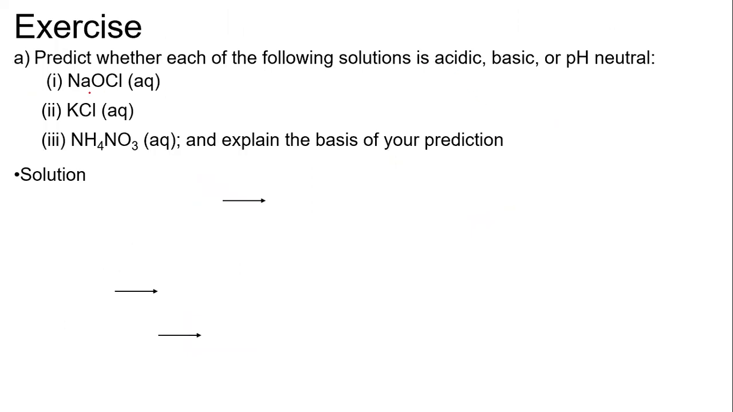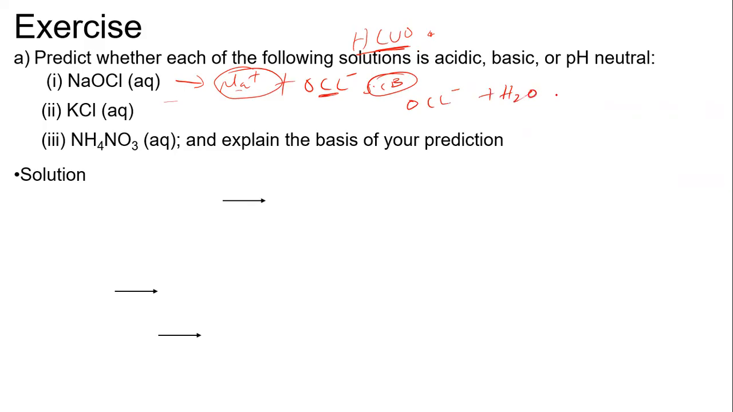So the first question, we have to predict whether this is acidic or basic or neutral. Now, this one dissociates to give me Na plus and OCl minus. The Na plus is from NaOH, it will not undergo hydrolysis. This one is from a weak acid, HClO. Because it is a weak acid, this will be a strong conjugate base. A strong conjugate base will interact with water and accept a proton from water and then leave me excess OH minus ions. Therefore, the solution for the first one will be basic.